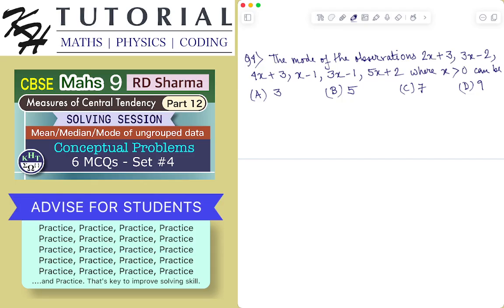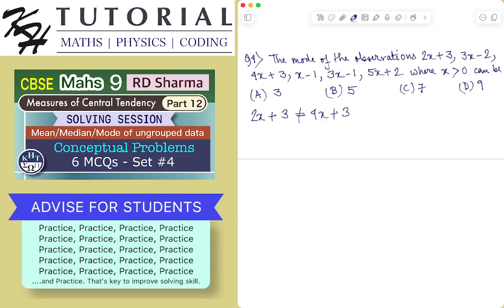Now obviously one thing is clear: the raw observations are given. Now we have to first figure out what the unique values, the unique observations, are. 2x plus 3 can never be equal to 4x plus 3. 4x plus 3 is an observation, 2x plus 3 is also an observation.